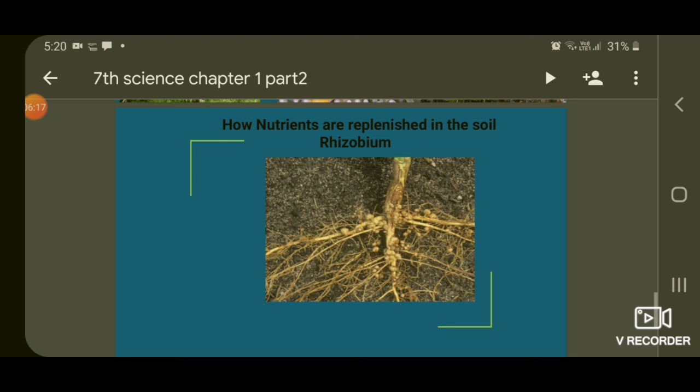Means these roots give food. This rhizobium gives support. That is, these have a symbiotic relationship. Okay, children? Plants provide food and shelter to the bacteria. Okay? Yes, children. These plants we call leguminosae, that is pulses. Most of the pulses are obtained from leguminosae plants.